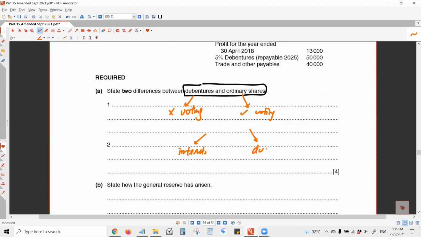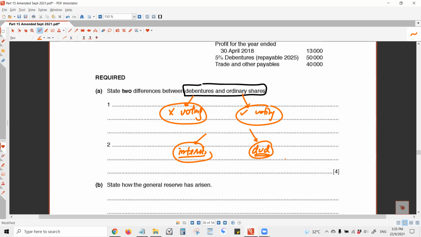Ordinary shareholders receive dividends. Okay, so that's the second difference. Very easy. Debenture holders don't have voting rights. Ordinary shareholders have voting rights. Debenture holders receive interest. Ordinary shareholders receive dividend. Simple. Okay. Now let's see the next question.